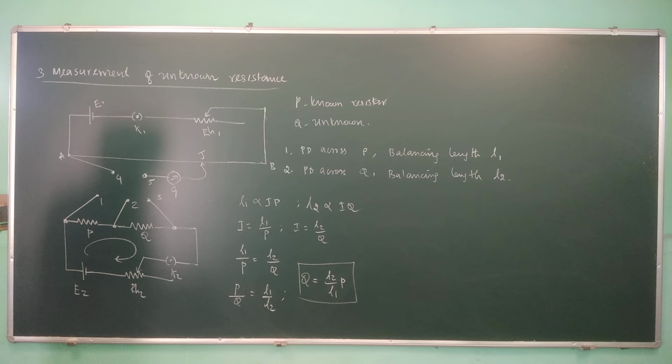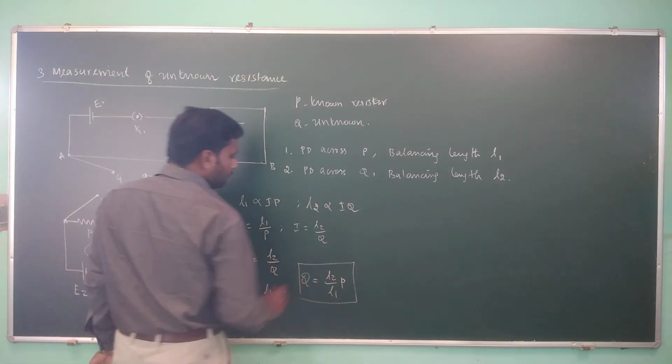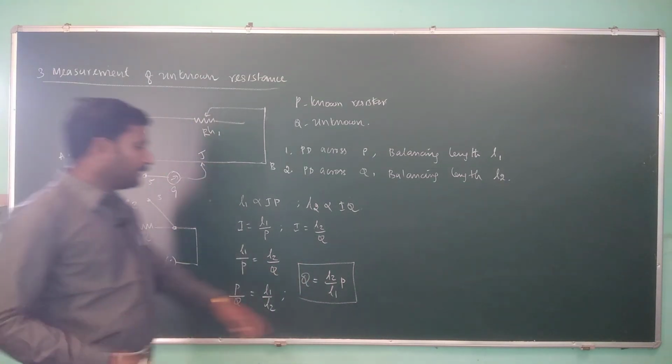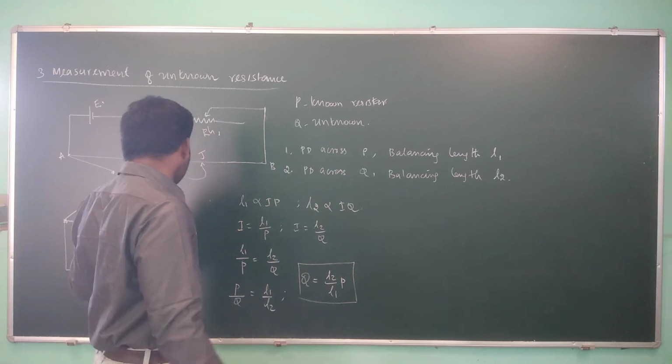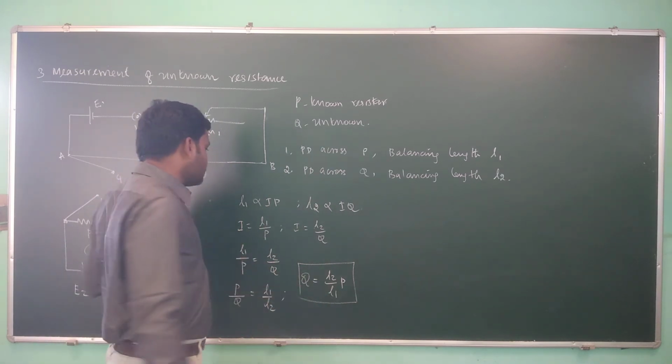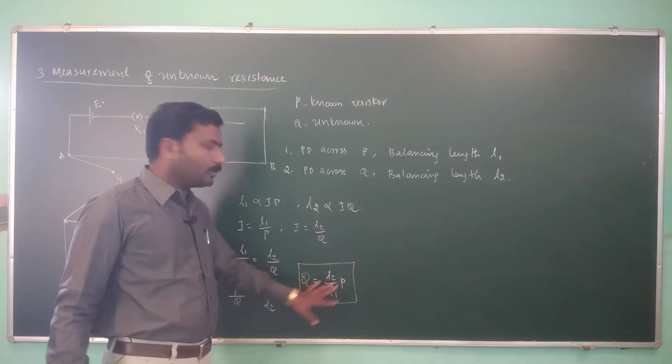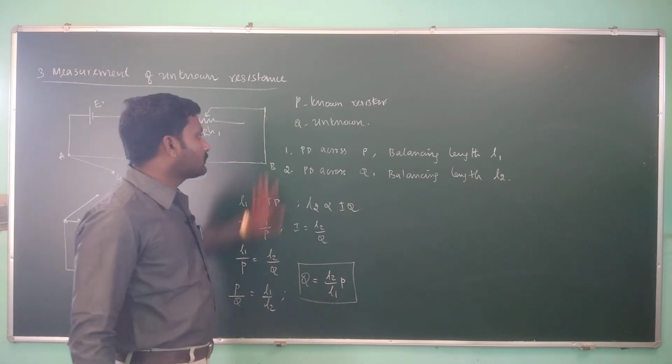In this case, we know the balancing length L2 for the unknown resistance and the balancing length L1 for the known resistance P, and the value of P is also known. Only Q is unknown. So using this way we can calculate.